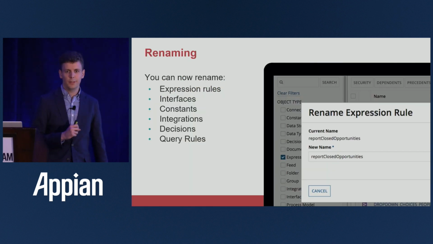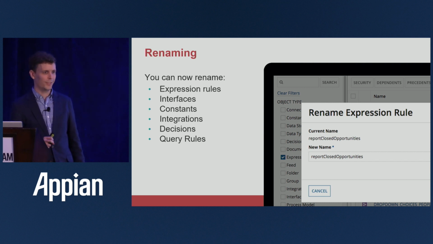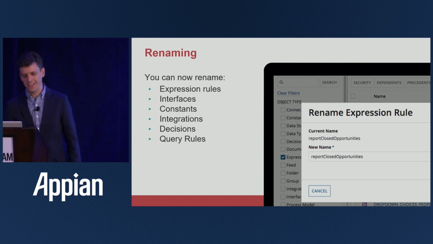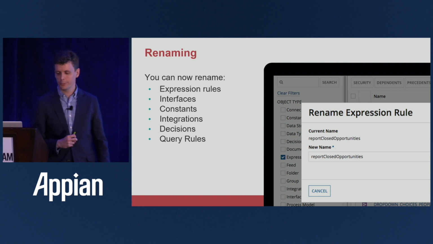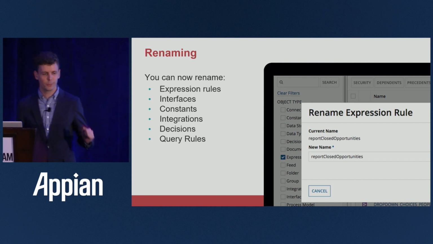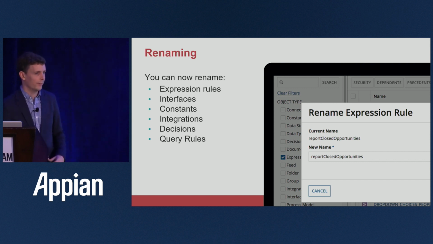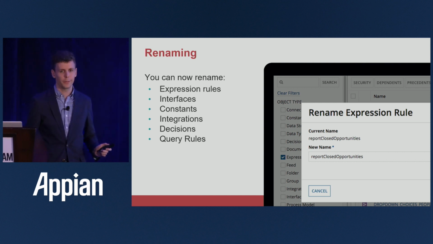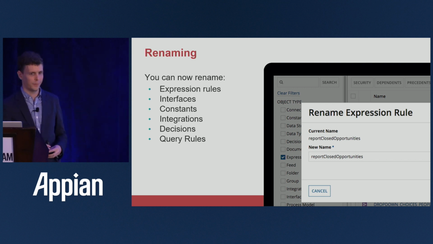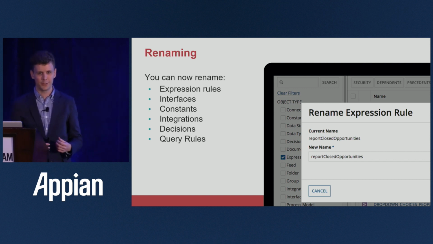Now this one has been a long time coming. I see some happiness out there. You can now rename expression rules in 18.2. You can rename expression rules, interfaces, and the other objects listed here. Those of you who haven't been using older versions of Appian, or maybe even if you have, might be wondering what on earth took us so long, that this is an exciting feature that people are taking pictures of and so forth.